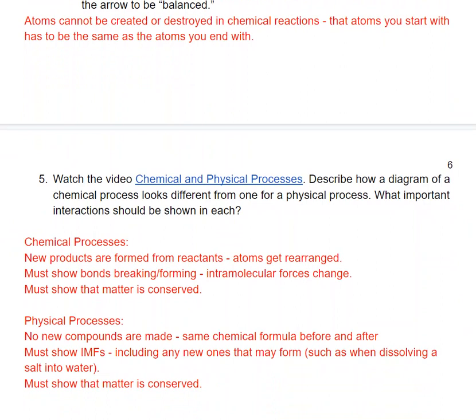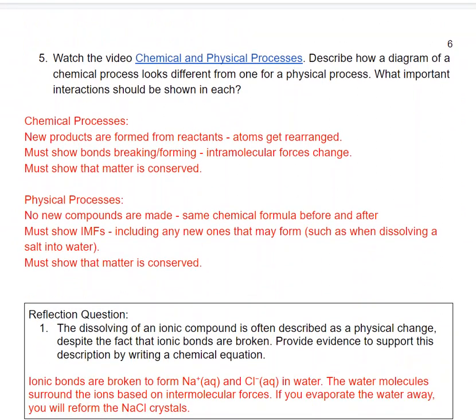Question 5, we want to describe how a diagram of a chemical process is different from a diagram of a physical process. For chemical processes, we should be able to see that new products are formed from reactants. So those atoms are being rearranged. We also want to be able to tell bonds that are breaking or forming. We should see changes in our intramolecular forces. Those are the bonds that are holding together molecules or formula units or whatever.